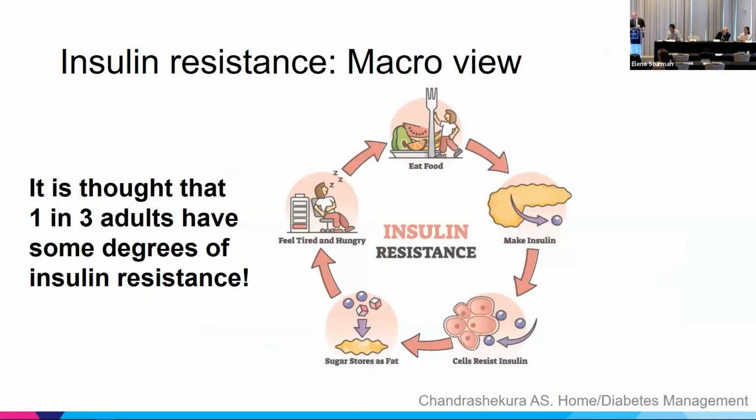So I want to now focus on insulin resistance. What does this mean? On the macro level, it's pretty simple. You get into this sort of vicious cycle where you feel tired and hungry, you eat a lot of food, you make a lot of insulin, but then you make so much insulin that the cells become basically immune to it, and the insulin signaling stops, and sugar gets stored in fat, and then the cycle repeats itself. And it's thought that 1 in 3 adults have some degree of insulin resistance.